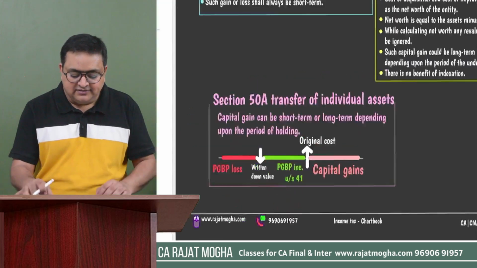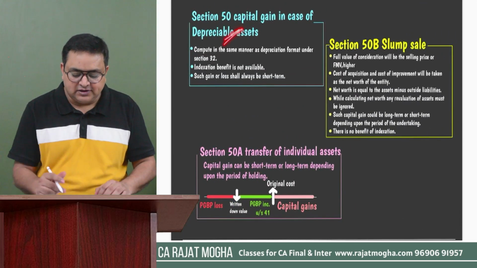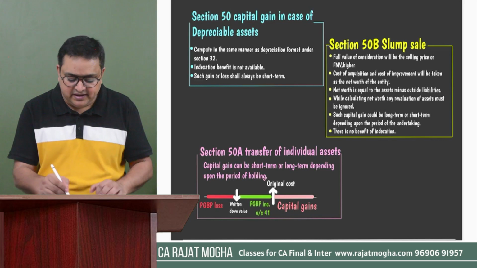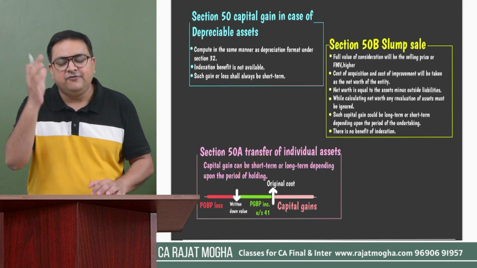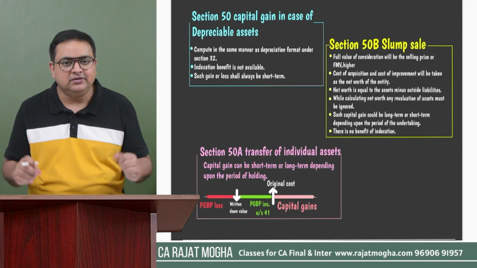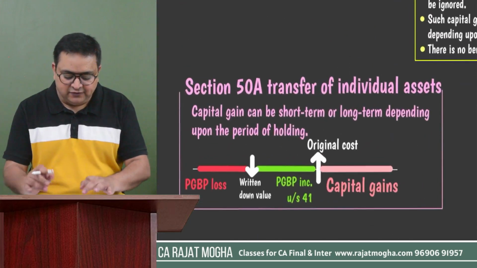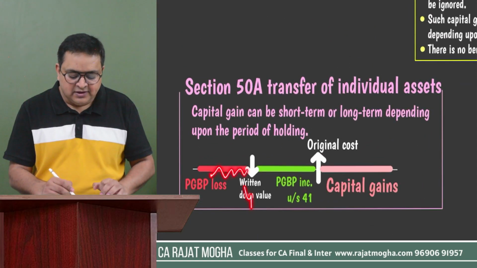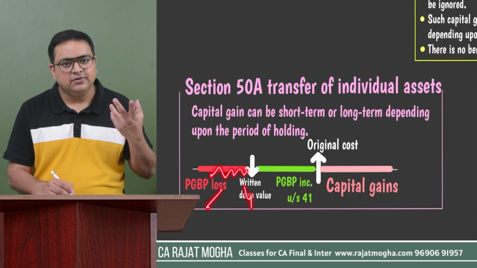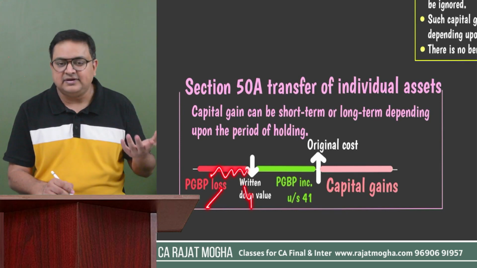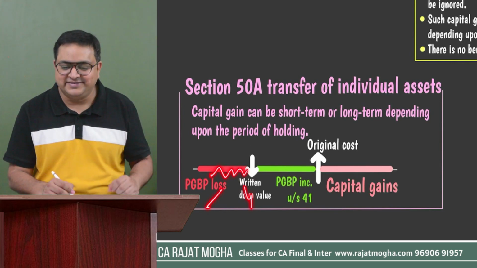So here in section 50, it will always be short term. There is no scope for indexation, but here indexation can be there if the holding period of this asset is more than 3 years, right? And if you sell this asset for less than this value, you understand it would be the case of PGBP loss. You can claim it as a terminal depreciation under section 32.